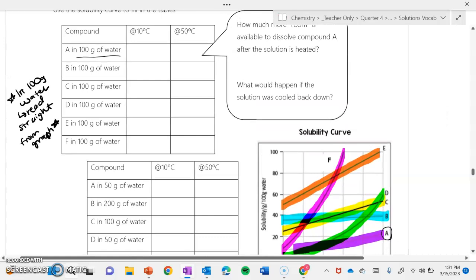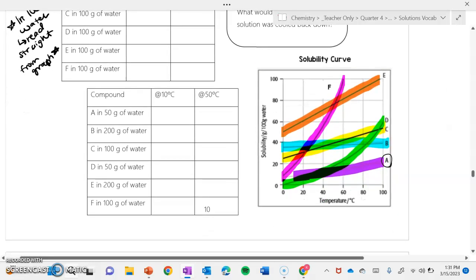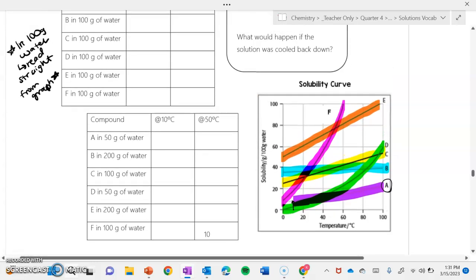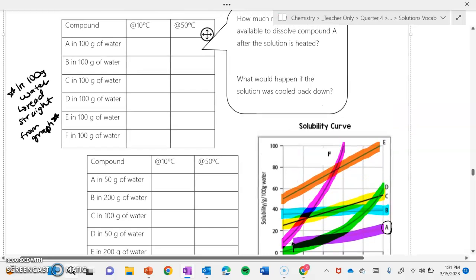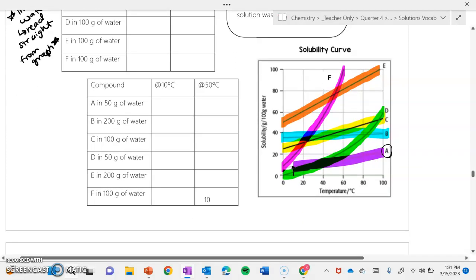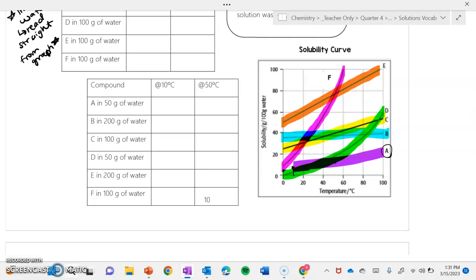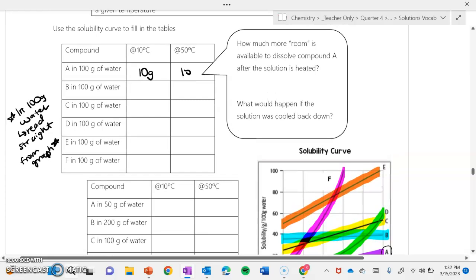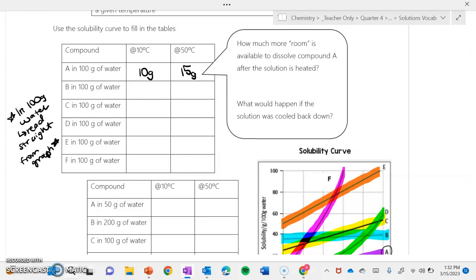So for A at 10 degrees Celsius, let's find 10 degrees, which would be here. My curve looks like it's at about 10 grams, about halfway up the line. So I can make 10 grams dissolve in 100 grams of water at 10 degrees Celsius. If I increase the temperature to 50, now I can force a little bit more in here. It looks like I'm about 3/4 of the way up. That would be 15 grams. And I've made a supersaturated solution from the previous by heating it.